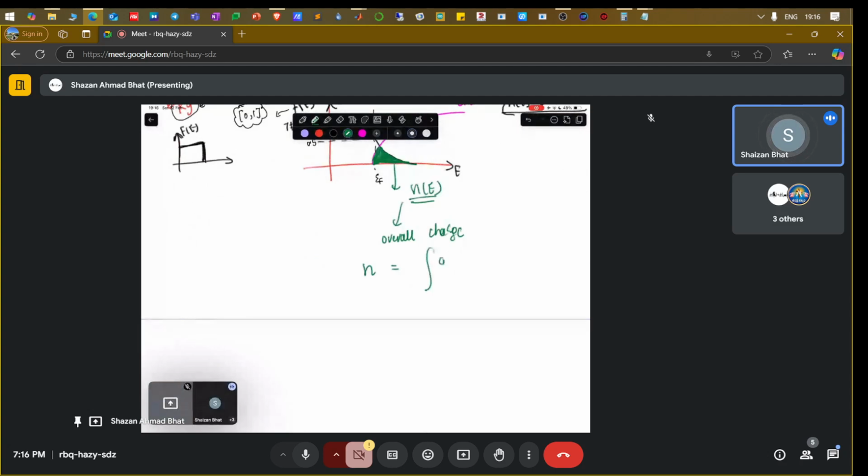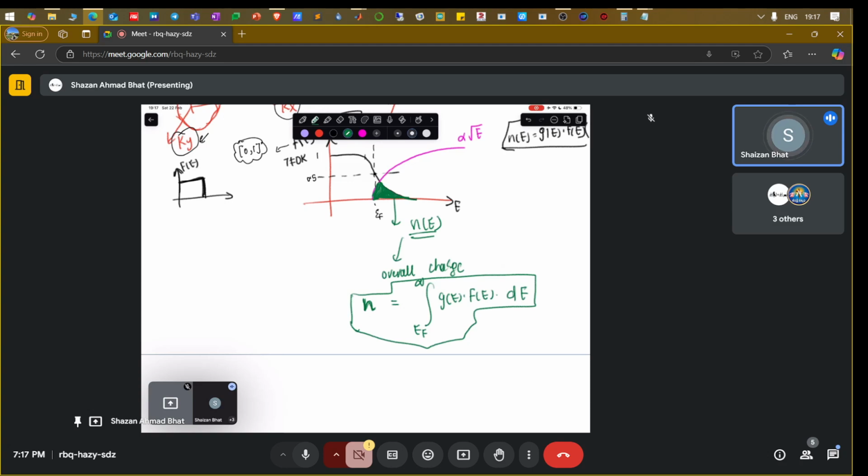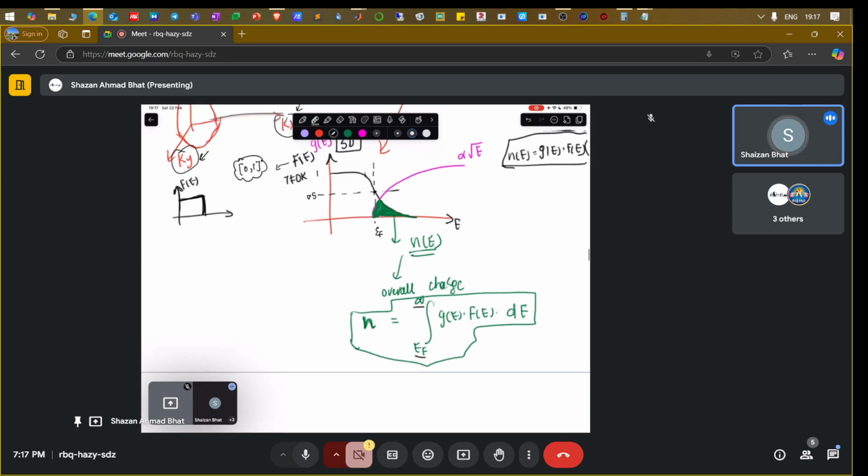You have to integrate g of E, f of E, with respect to energy, from some, let's say, energy EF to, let's say, E naught, some higher energy. Or let's say, if you want to compute it above the conduction band or above the Fermi level, you can compute it from EF to infinity. Then it will give you the charge present between those two energy levels, determined by these limits. Okay, so this is the 3D case.